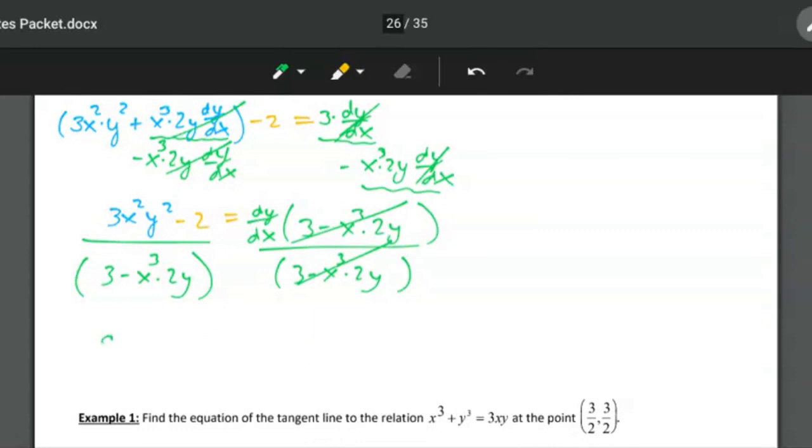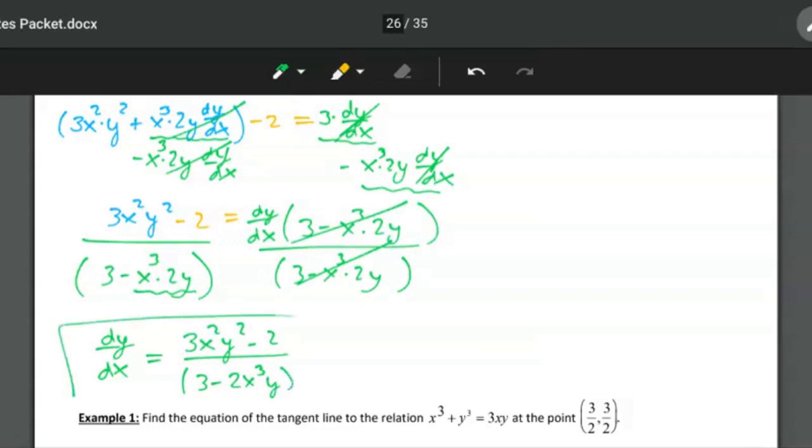And I guess I could write it a little bit nicer. Put the dy dx on the left, and on top we had 3x squared y squared minus 2. On the bottom, we had 3 minus, and with this term right here, you could put the 2 in front. Typically, constants are in front, so 2x to the third y, just to make it look a little bit nicer. You don't have to, all right? But that is your answer right there.